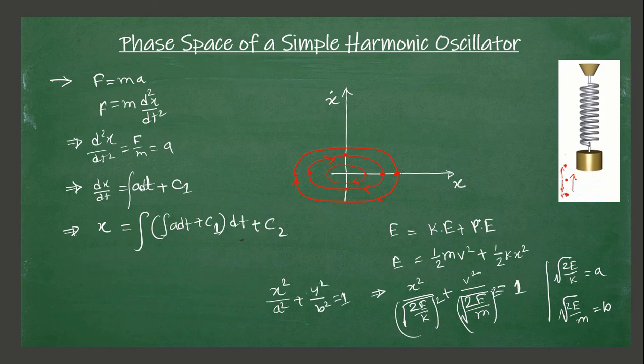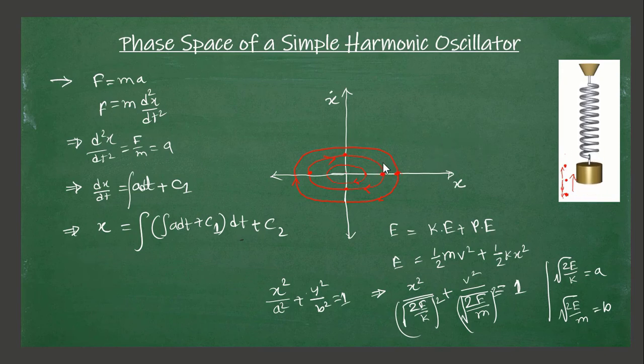Okay, so by giving some extra energy to the system, you are changing this A and B. So that means you are going from one trajectory to another trajectory. Again, that would be an ellipse because of this form of the equation, right? So this family of ellipses is actually the phase space portrait of simple harmonic oscillation. So let's complete this diagram for now. So this is the phase portrait of a simple harmonic oscillator.